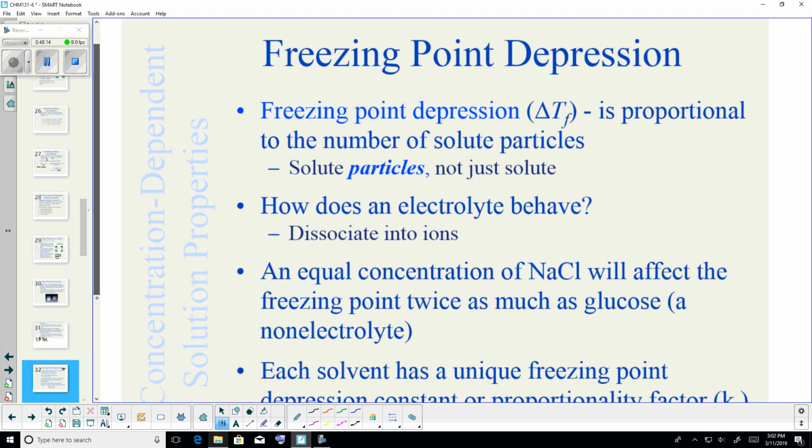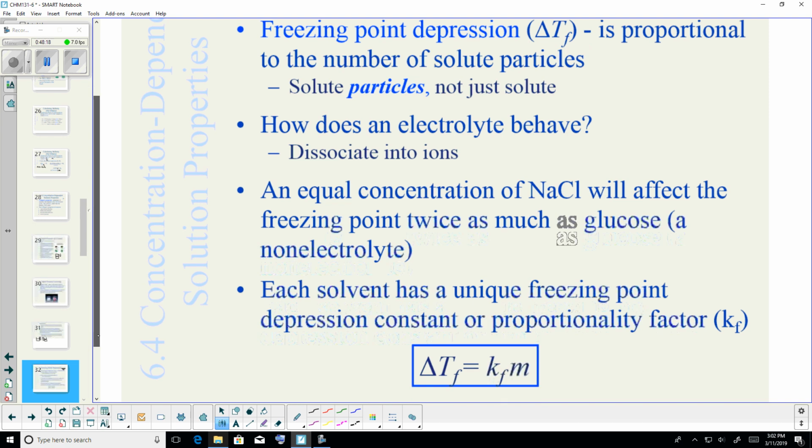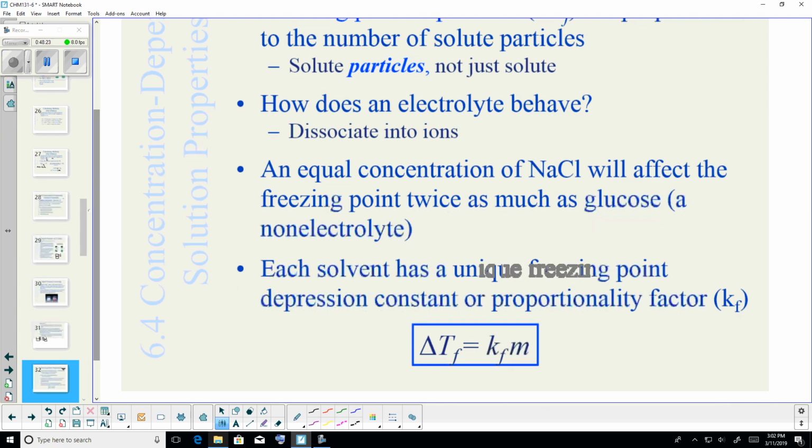So if we look at NaCl, it affects the freezing point twice as much as glucose. Why? NaCl is ionic, so it goes to Na+ and Cl- in solution. Glucose is molecular. It doesn't come apart. So for every particle of NaCl I get, how many particles do I get in solution? 2. For every particle of glucose I get, how many do I get in solution? 1.